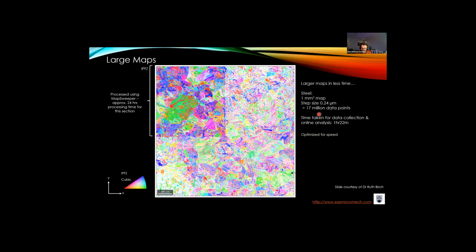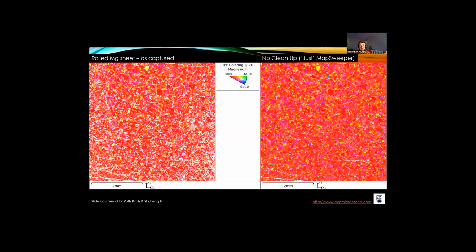And again, I just stress this was collected in 1 hour and 22 minutes. Ruth Birch is a wizard at getting this to operate really nicely. We also have done some large area mapping, depending on the camera setup. This is an example from Shuhang Li and Ruth Birch looking at a magnesium sample, quite a tricky sample system to work with. With pretty good sample preparation across a large area, we're now extending to a 5mm by 5mm low magnification method.